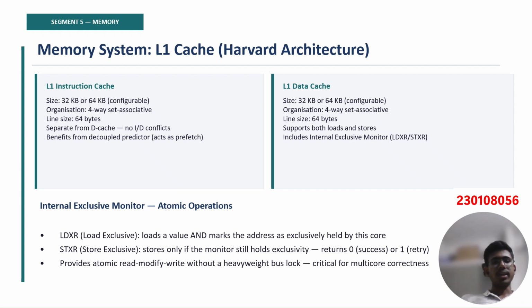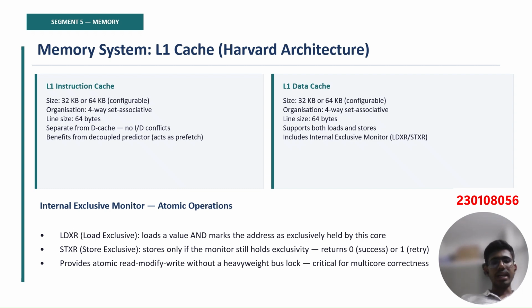Now, we will discuss the memory system in the C1 Nano processor. First, we will discuss the L1 cache. The L1 cache has two parts in it, that are the L1 instruction cache and the L1 data cache. First, we will discuss the L1 instruction cache. The size of the L1 instruction cache is 32 KB or 64 KB, and it is 4-way set associative. The line size of the L1 instruction cache is 64 bytes, and it is separate from the data cache. So there are no instruction or data conflicts, and it benefits from the decoupled predictor as we discussed before.